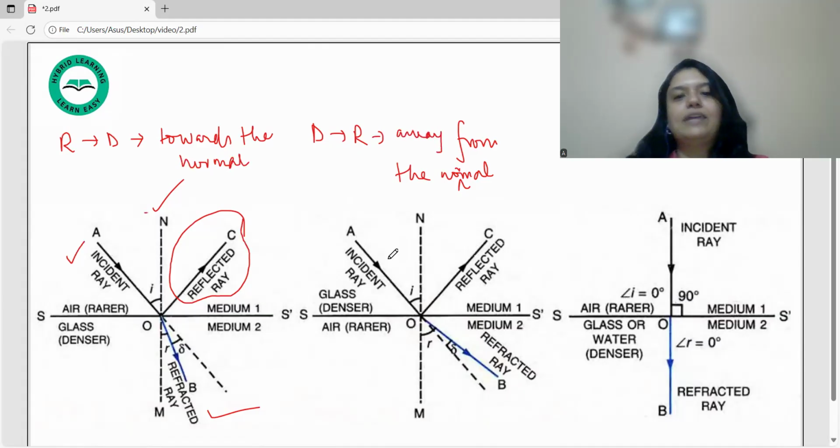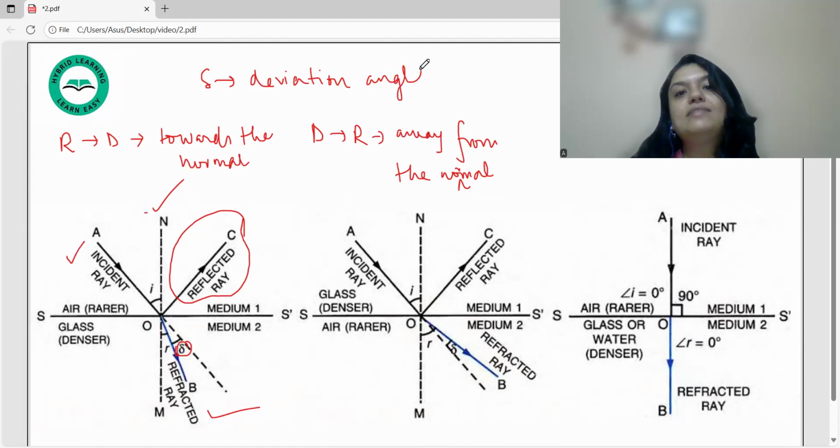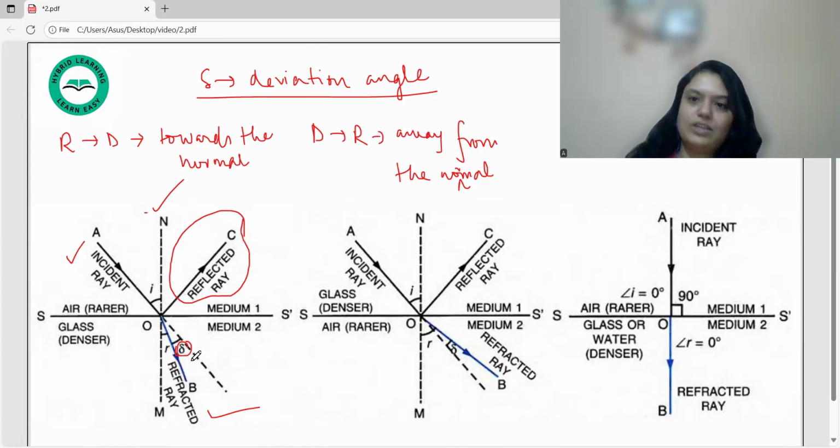Now see both the diagrams. I is the angle of incidence, the angle between the incident ray and the normal. R is the angle of refraction, the angle between the refracted ray and the normal. Okay. Now, if you see here, this is called delta, which is called the angle of deviation. So what is the meaning of deviation angle here? The deviation angle suggests that the light ray has deviated from its path. So if you notice here, the difference between my I and R will give me the deviation.